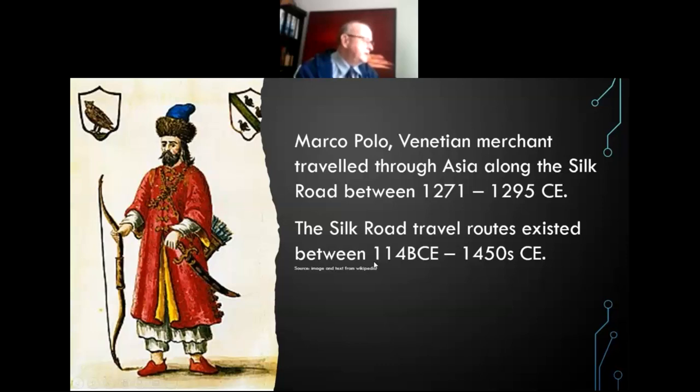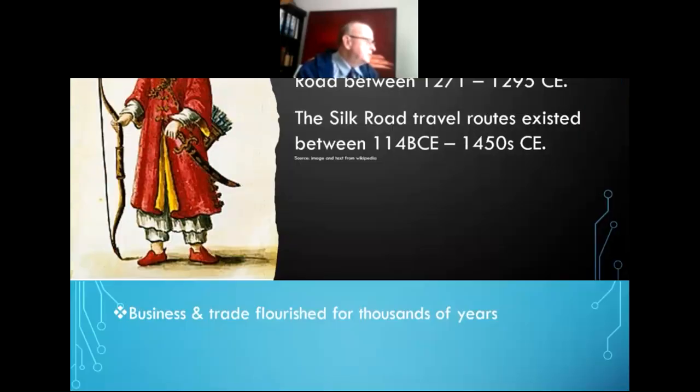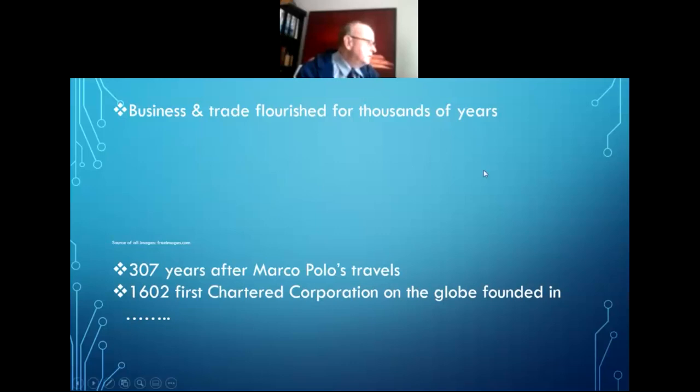It's known to have been in existence in 114 BCE. So that's over 2,000 years ago. Traveling across the Asian continent on the Silk Road had been going on for a couple thousand years before Christopher Columbus in 1492 sailed across the Atlantic and discovered the New World. Business and trade flourished for thousands of years on that Silk Road. For 307 years after Marco Polo's travels, the Silk Road was still in use.